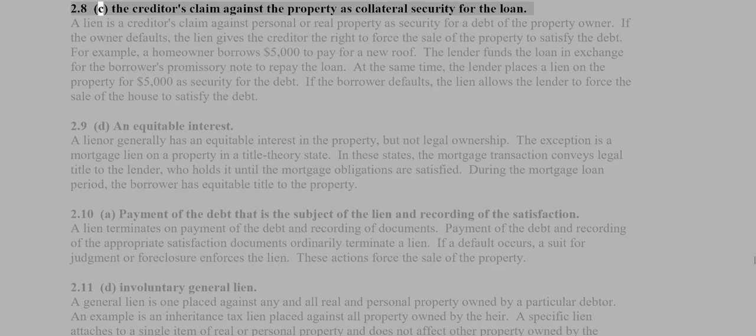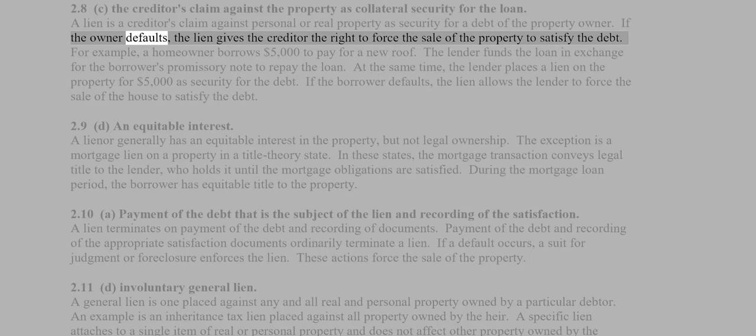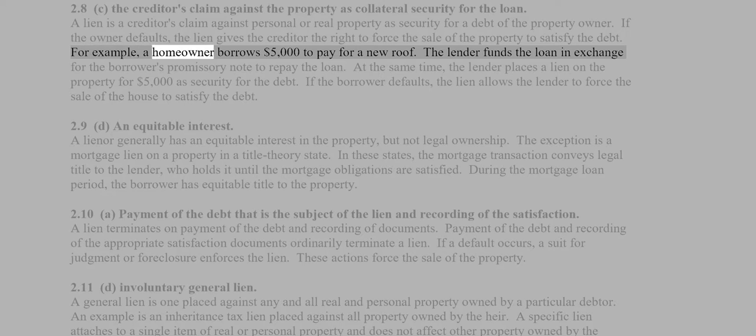2.8 C. The creditor's claim against the property as collateral security for the loan. A lien is a creditor's claim against personal or real property as security for a debt of the property owner. If the owner defaults, the lien gives the creditor the right to force the sale of the property to satisfy the debt. For example, a homeowner borrows $5,000 to pay for a new roof.